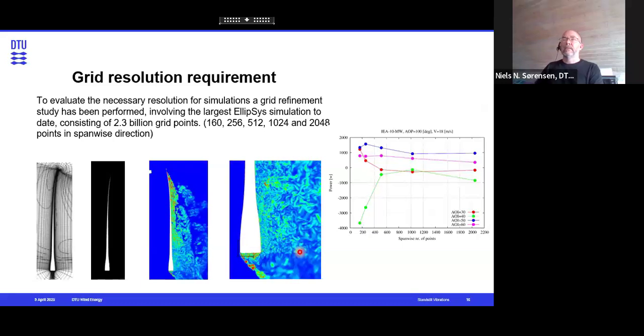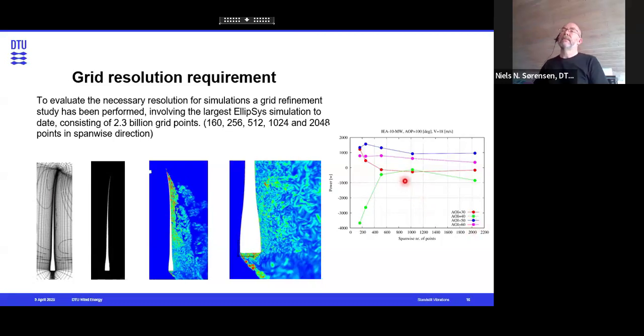The scary part is that it's not always the case. And here is an example where we looked at 4 different scenarios. They were all at a pitch angle or a flow angle of 100-degree angle of attack. And then we had different angles to the blade axis: 30, 40, 50, and 60.